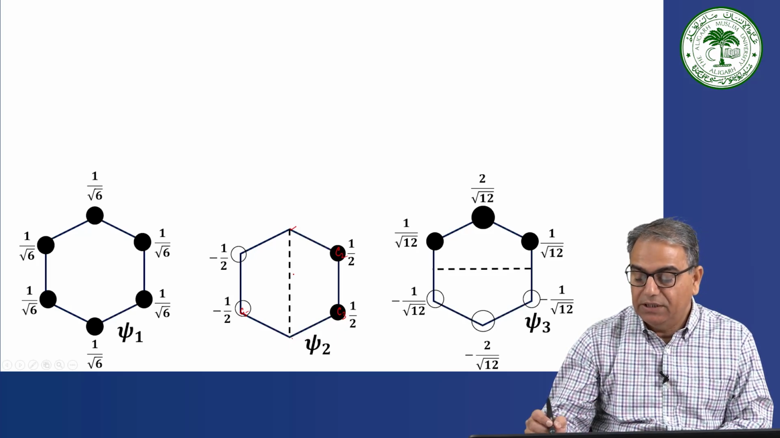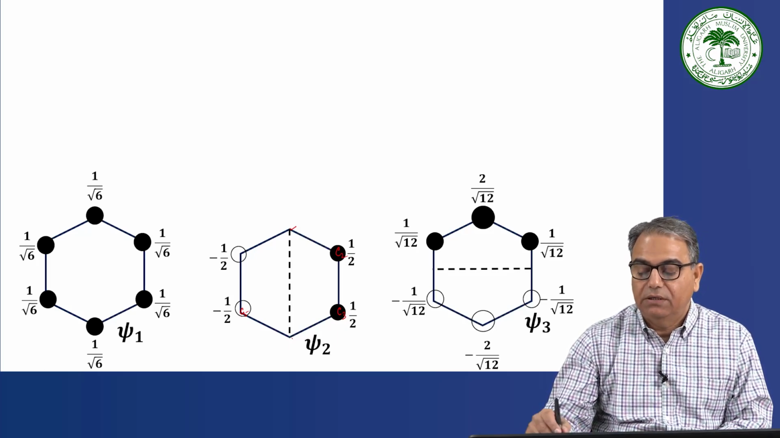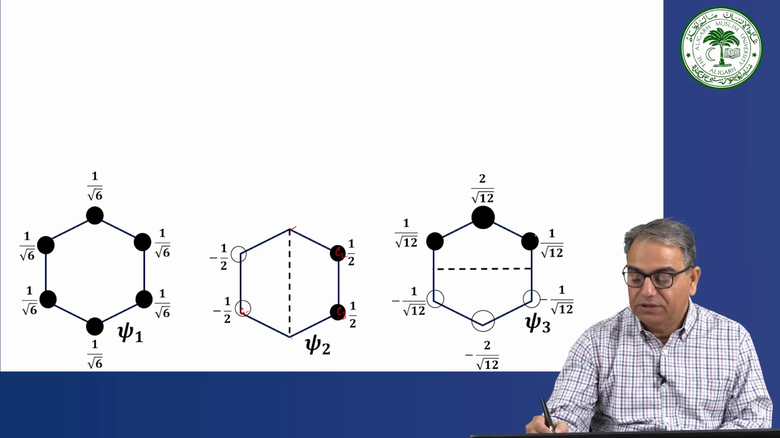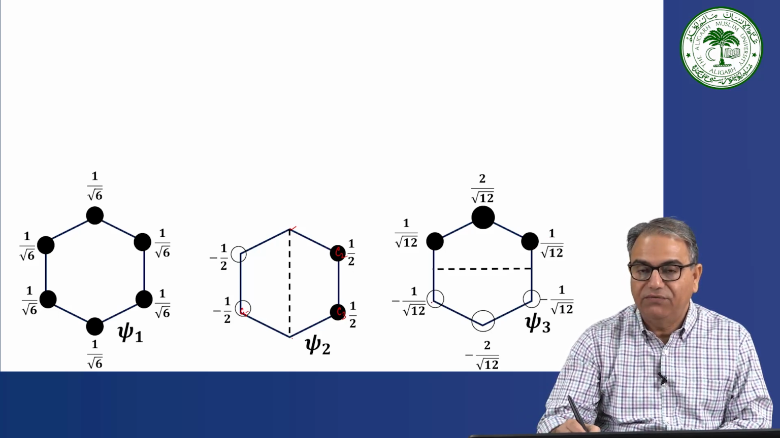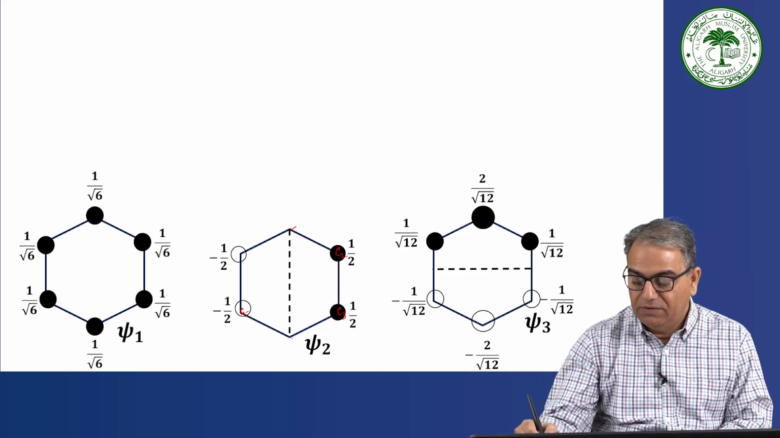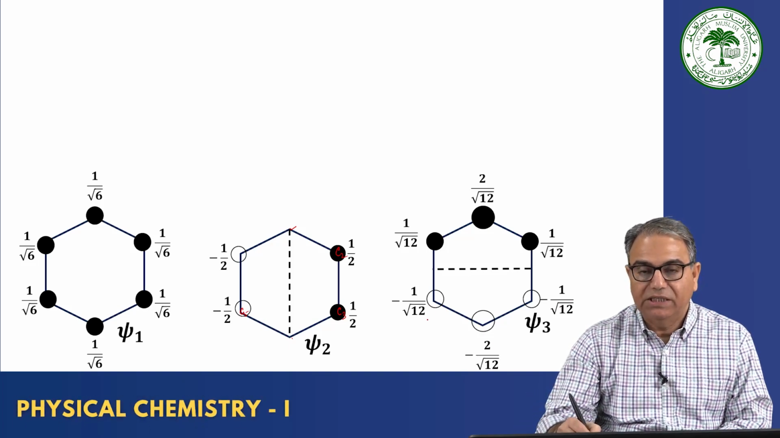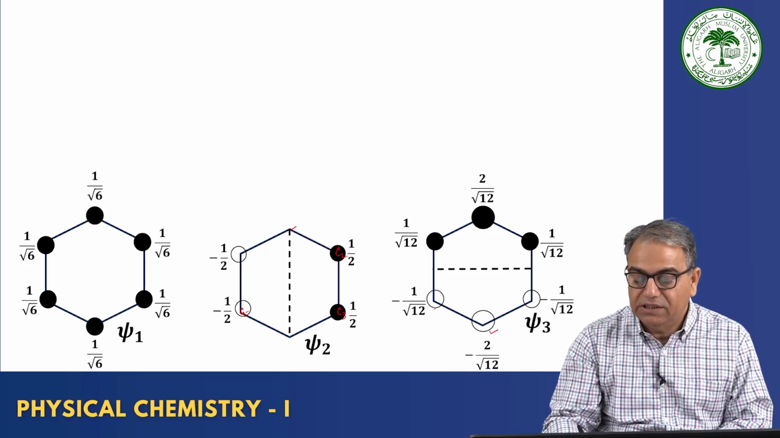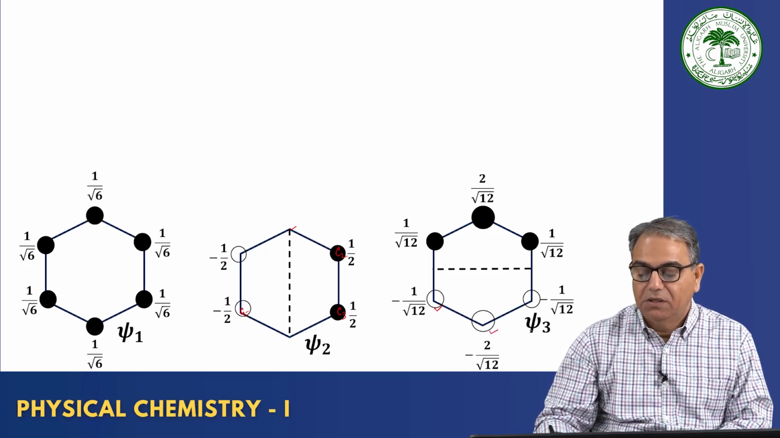If you look at the psi 3, then you have all 6 coefficients. But see, on one side you have the positive lobe, on another side you have the negative lobe. It means C3, C4 and C5 coefficients are negative: 1 by root 12, minus 2 by root 12, minus 1 by root 12. And look at the size of the sphere. This sphere and this sphere are not of the same size, because this is 1 over root 12 and this is 2 over root 12.